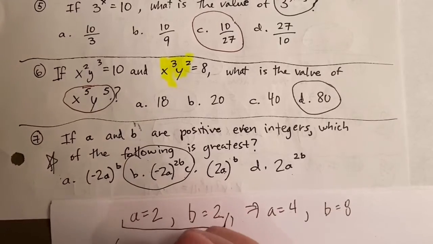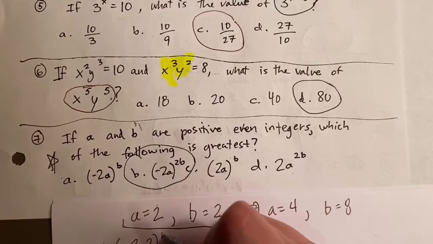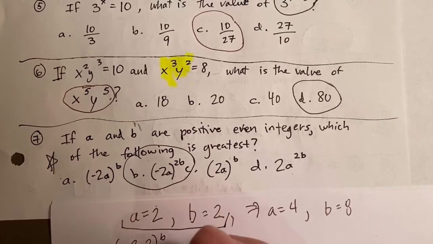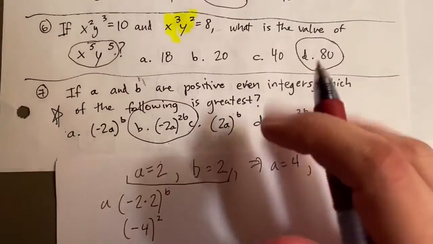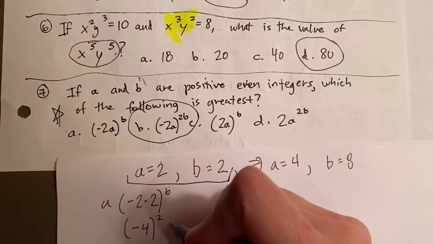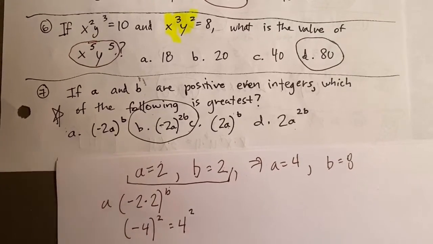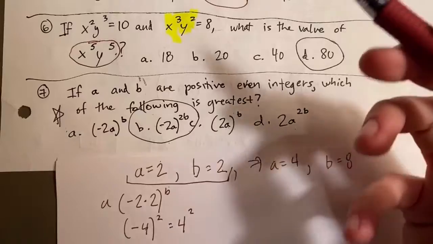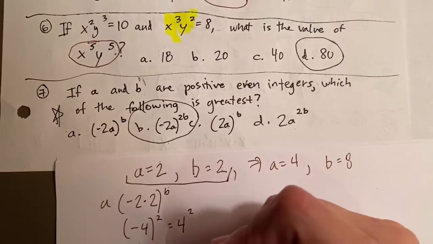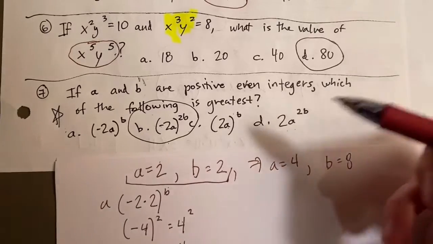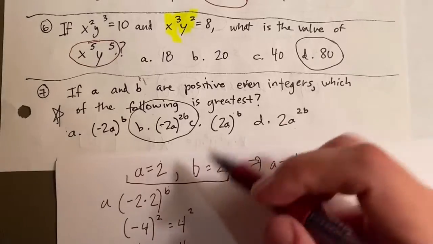So looking at A, we have negative 2 times 2 to the power of 2. So that would be negative 4 to the power of 2. And when you have an even exponent, that would just be the same as 4 squared, because negative 4 times negative 4 is 16. And this would also equal 16. So you could rewrite it this way if you like, because it's an even exponent.